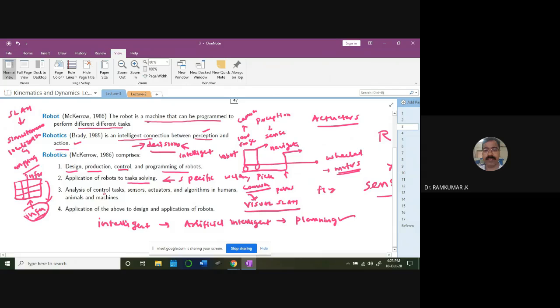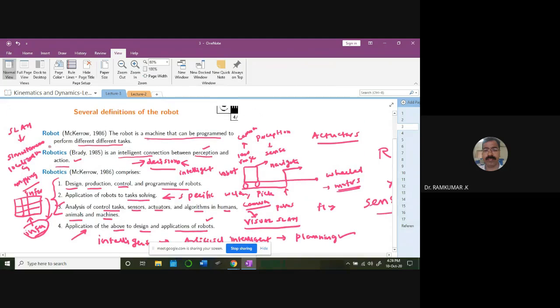Okay, it can move around, it can fly, it can go underwater, all kinds of specific tasks. So the analysis of control tasks, sensors, actuators, and algorithms in humans, animals, and machines. That's another way of looking at robots. Application of the above to design and application of robots. So all these three coupled together, you can apply it for the design of robots. These are all different ways of looking at the definition of robots.